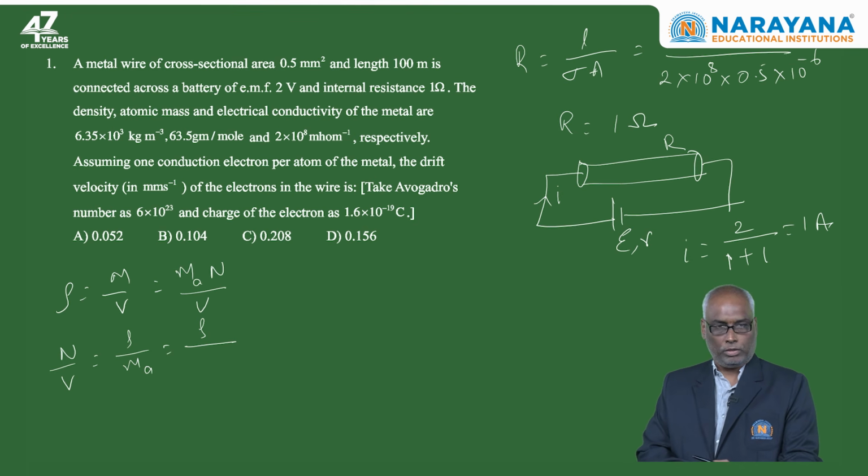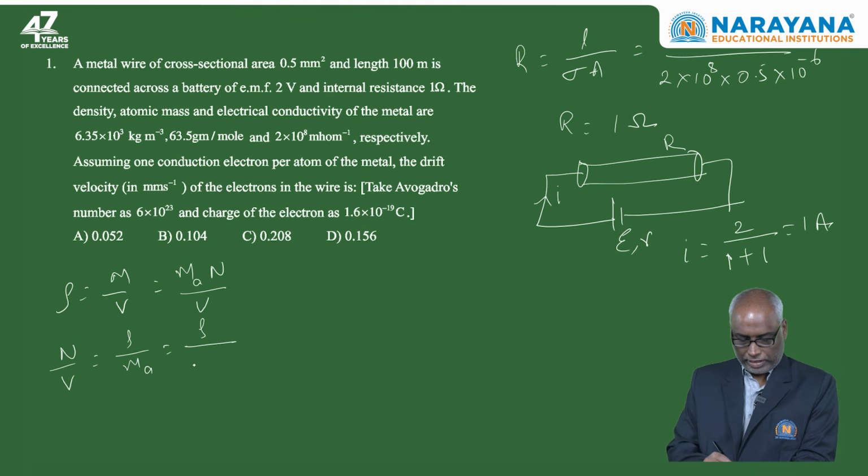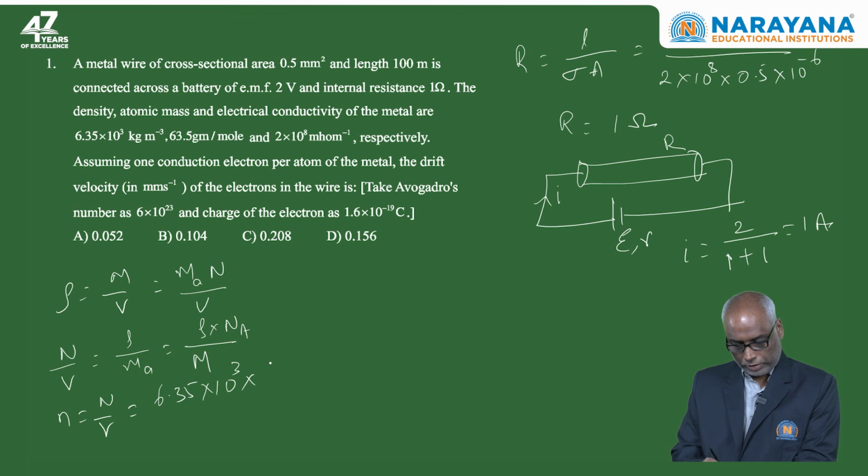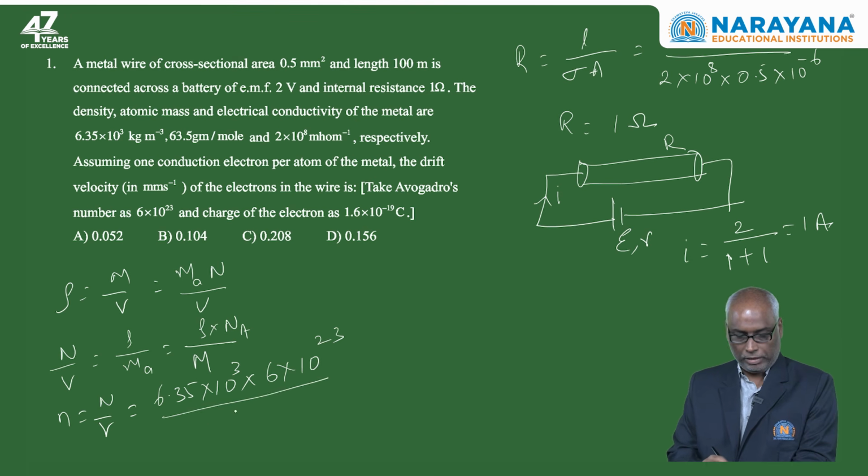How do you calculate mass of each atom? Because molar mass is given, mass of each atom is molar mass divided by Avogadro number. So, Avogadro number goes to the numerator. So, the free electron density and the number of atoms per unit volume are both equal. That becomes equal to density, 6.35 into 10 to the power of 3, times Avogadro number, 6 into 10 to the power of 23, whole divided by molar mass, which is given as 63.5 gram per mole.